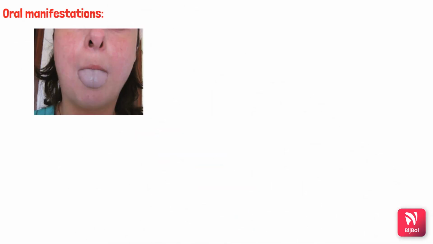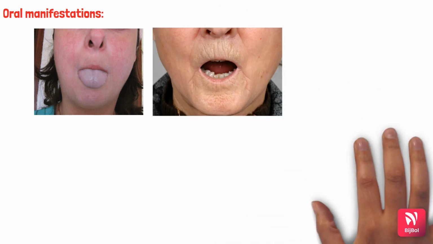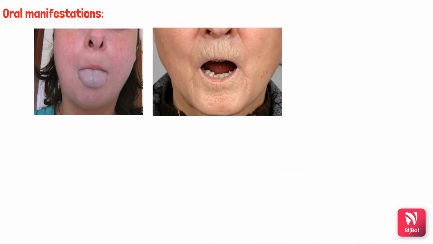Now moving into oral manifestations. Mostly the tongue, soft palate, and larynx are the main structures involved. When the tongue is involved, it becomes stiff and board-like, causing difficulty in eating and speaking. And as fibrosis increases, the tongue will appear paler, as you can see in the picture.